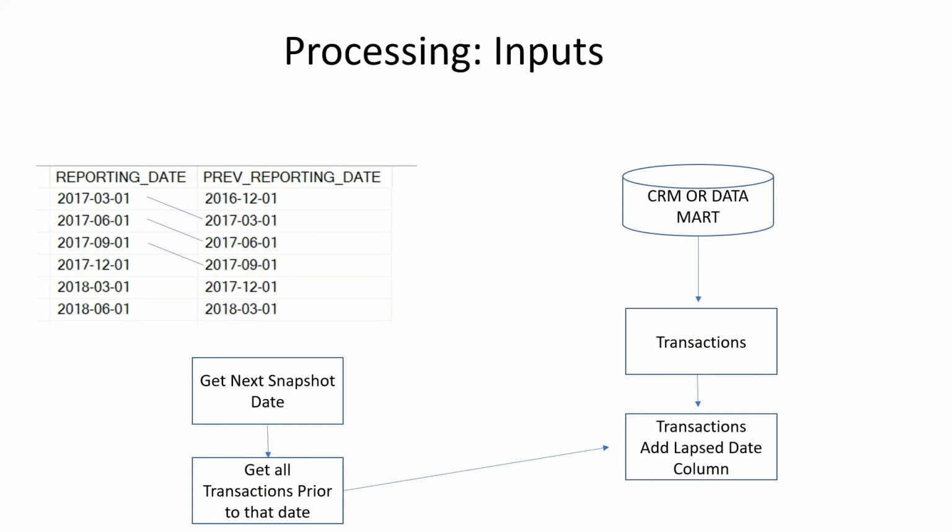So having done that, we should now have 2 tables with which to do our analysis. At the top left, we've got a list of reporting dates, and I think it's useful to pair each snapshot date or reporting date with the date of the snapshot period immediately prior to that, as you can see with these lines here. And the other table is a list of transactions coming out of your CRM or your data mart with the lapse date column added to it as a separate column.